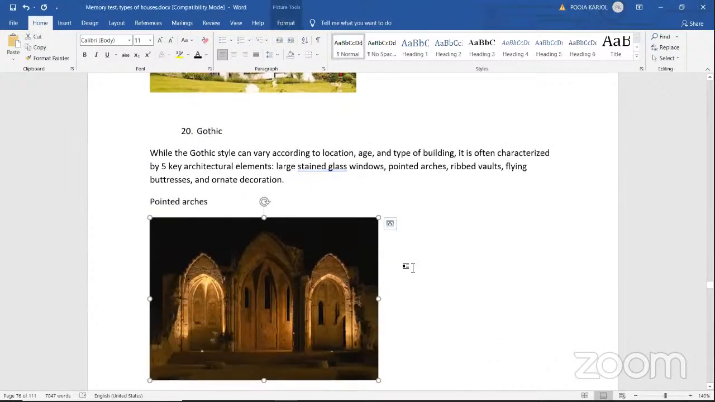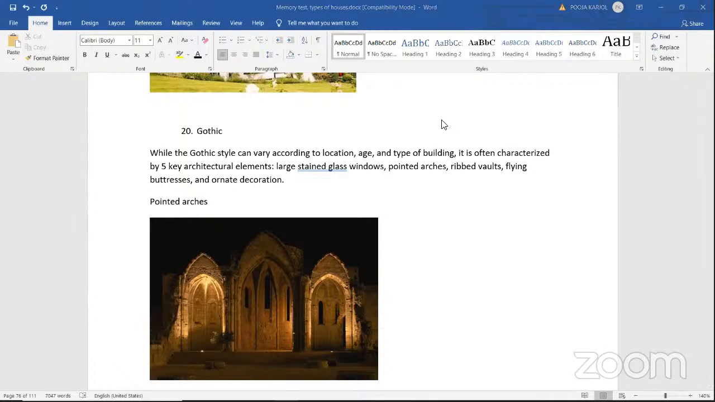Okay, Gothic. I thought we were starting from this. See, while the Gothic style can vary according to location, age, and type of building, it is often characterized by 5 key architectural elements: large stained glass windows.